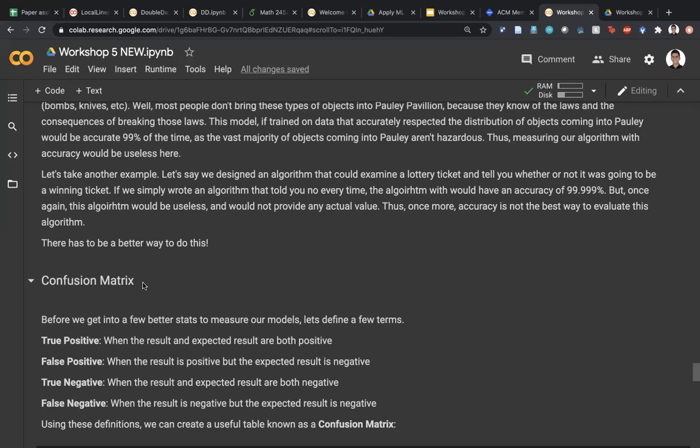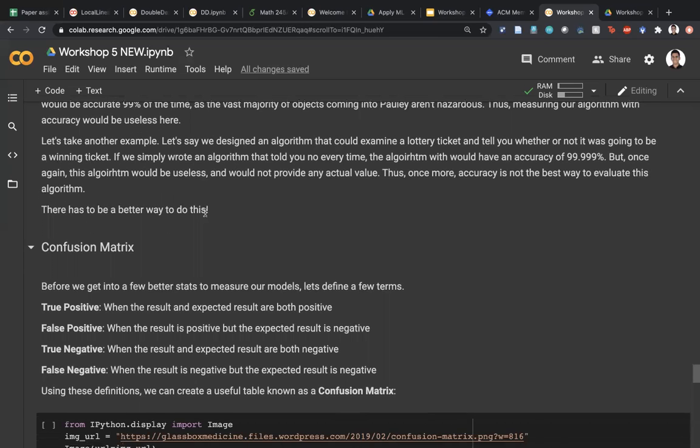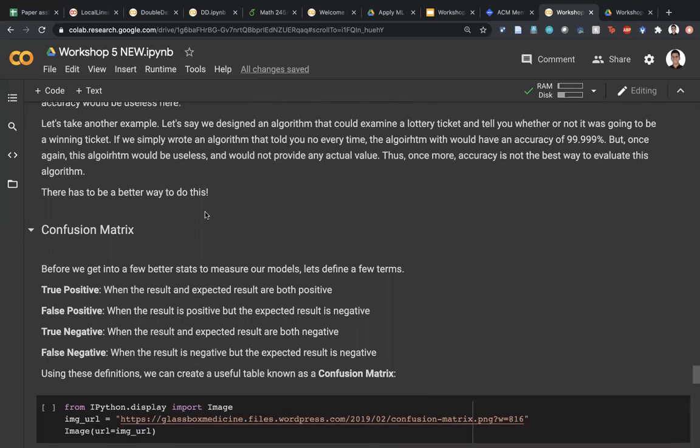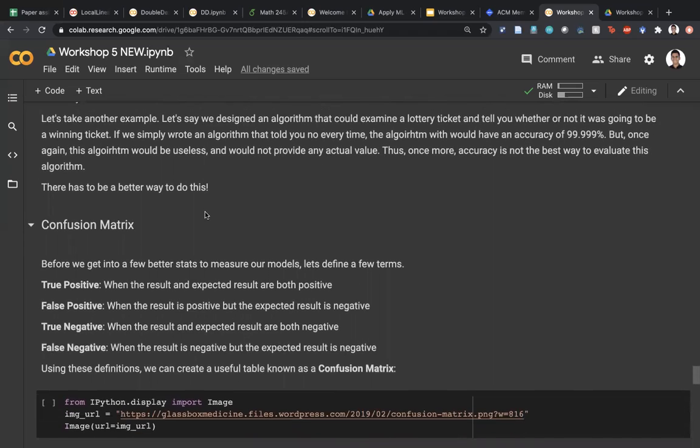And true negatives, when the result and the expected result are both negative, you want to maximize this situation. When someone is not actually dangerous, you want to make sure that your model predicts they're not dangerous. These models will naturally have a relatively high true negative rate because they're biased, but that might not necessarily be the case all the time.